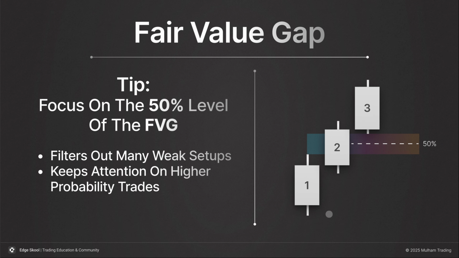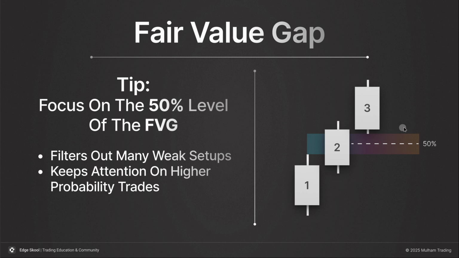Now, when it comes to a fair value gap, a very important tip is to focus on the 50% level of the fair value gap. That is actually gonna filter out many weak setups, and a lot of the time you're gonna avoid losers, and you're gonna keep attention on higher probability trades. So if we have this gap from this high to this low, candle 1 and candle 3, we're gonna look at the 50% of this gap.